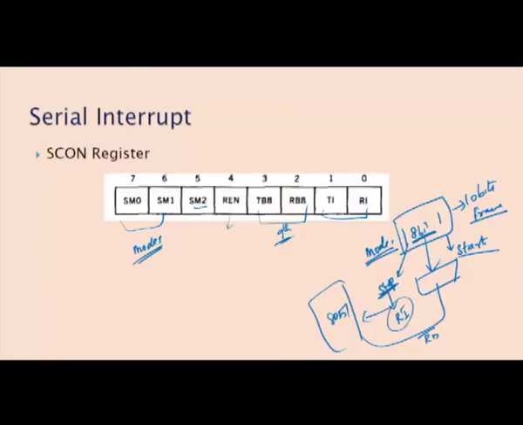During transmission, we transmit the data bit by bit: first the start bit, then the 8 bits which are read from the SBUF, and it starts to transmit. While transmitting the stop bit, it will activate the TI.